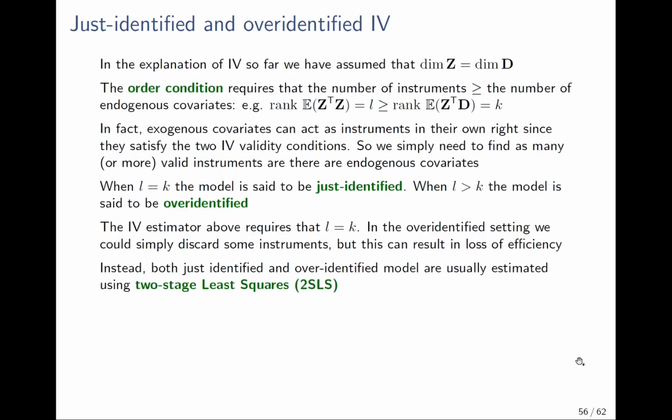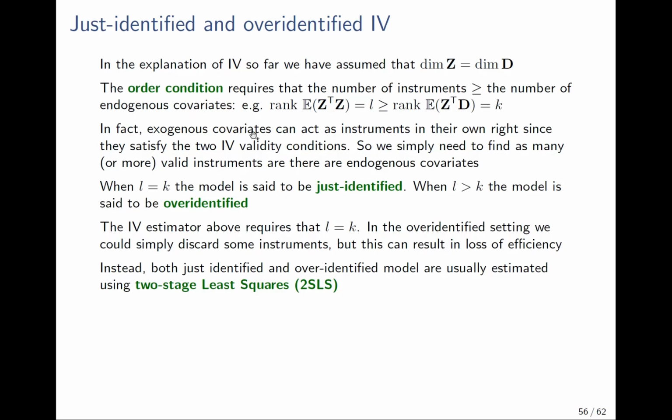In the explanation of instrumental variables that I've covered so far, the simple explanation in the previous slide, we assumed that the dimension of Z is equivalent to the dimension of D, but that's not a requirement. That doesn't have to happen for IV to work. There is an order condition which requires that the number of instruments is at least as big as the number of endogenous covariates. So given this expression here.